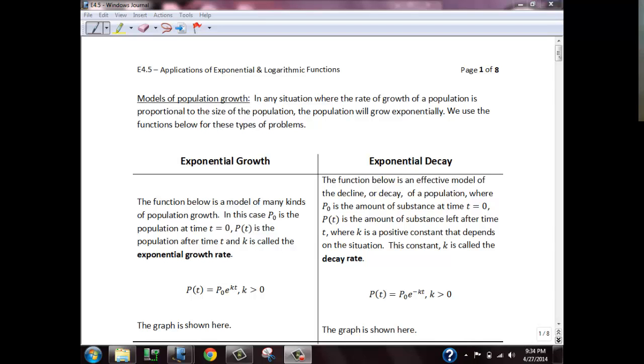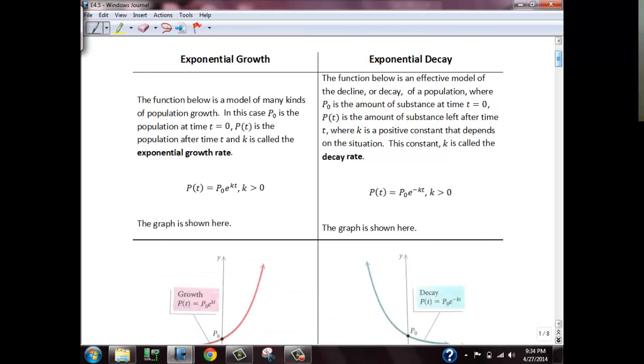All right, so this is E45, which is our applications of exponential and logarithmic functions. And really the only types of problems we're going to do are models of population growth, which is talking about when the rate of the growth of a population is proportional to the size of the population. Okay, that's when we get exponential growth. And we use the functions listed here on page 1 for both exponential growth and exponential decay.